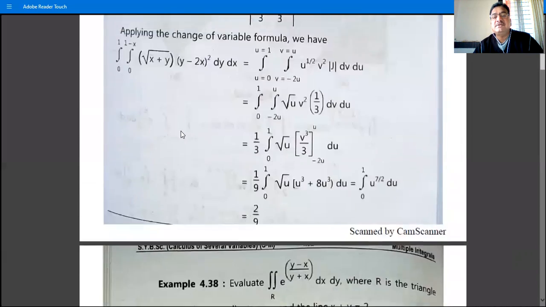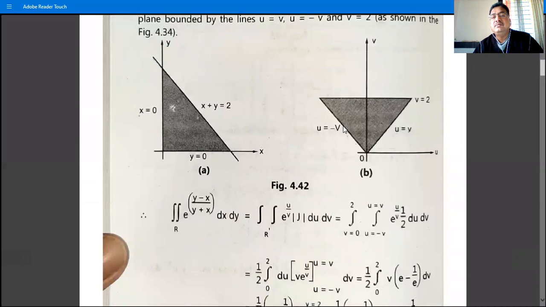In some examples, integration with respect to u is needed. If you integrate with respect to v, then we have to take a strip parallel to the v axis.